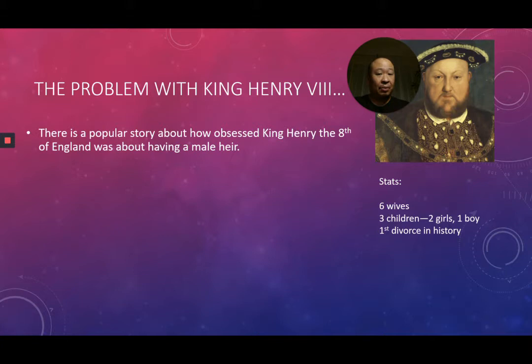There are some things that were true. He did have 6 wives, but he also had 3 children, and of those 3 children, the first 2, yes, were girls, but he did eventually get a boy. And he was actually the first person to introduce the concept of divorce to the church. So he did a lot of things, but he also got a lot of things wrong. Again, his belief was the female is the one who determines the gender of the child, and it was the mother's fault for not being able to give him a son.